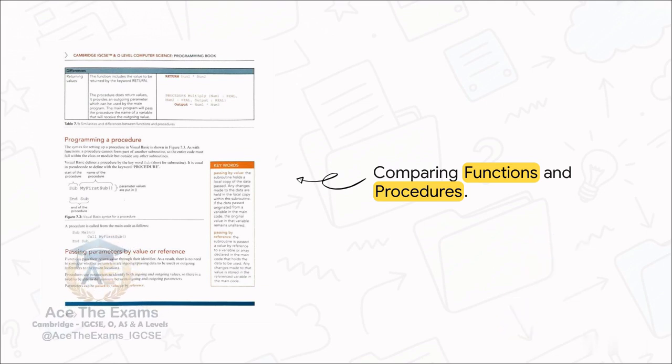And look at the declaration at the top. A function explicitly states the data type it will return, like returns real or returns integer. A procedure declaration does not have that because it doesn't return a value through its identifier.